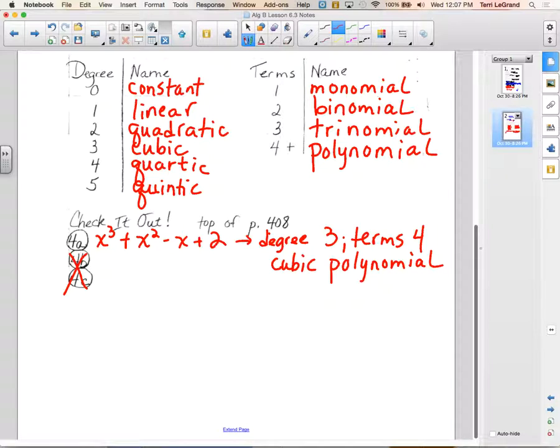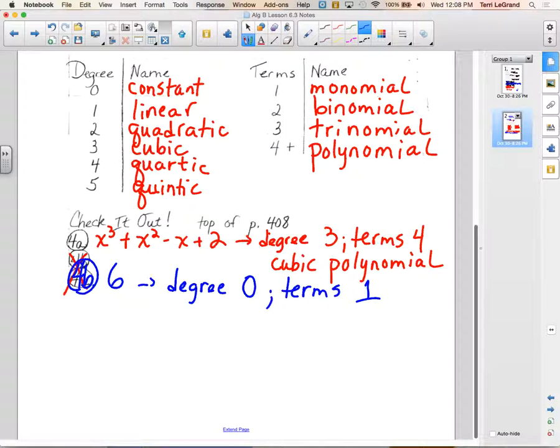Okay, let's do 4b. We have the number 6. Is it in standard form? Yeah. Okay. What's its degree? 0. It has a degree of 0 because it does not have a variable term. So that means x was being taken to the 0 power, which turned it into 1, which 1 times 6 is 6. So when it's just a number, it's a degree 0. How many terms are there? 1. There's only 1.